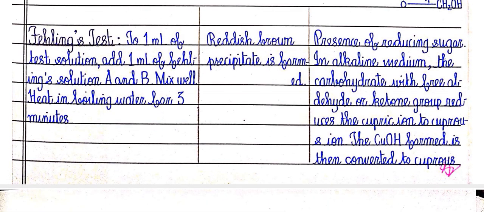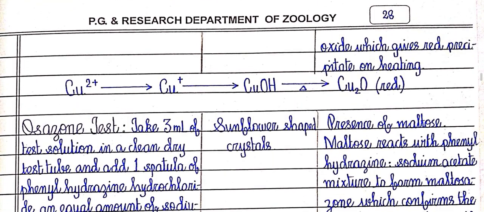Then Fehling's test. To 1 ml of test solution, add 1 ml of Fehling's solution A and B. Mix well. Heat in boiling water for 3 minutes. Then a reddish brown precipitate is formed, indicating presence of reducing sugar in alkaline medium. The carbohydrate with free aldehyde or ketone group reduces the cupric ion to cuprous ion. The cupric hydroxide formed is then converted to cuprous oxide, which gives red precipitate on heating.